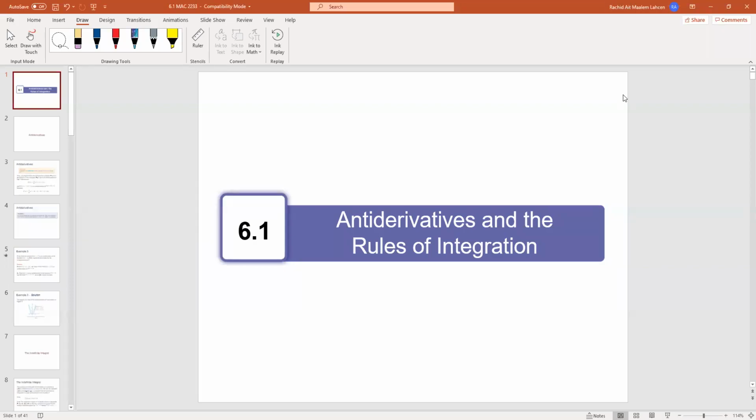Hello everyone, this section is 6.1. It's about antiderivatives and the rules of integration. So what you will see is the work we've done. We're going to reverse it to something called the antiderivative, and this is the beginning of this chapter.